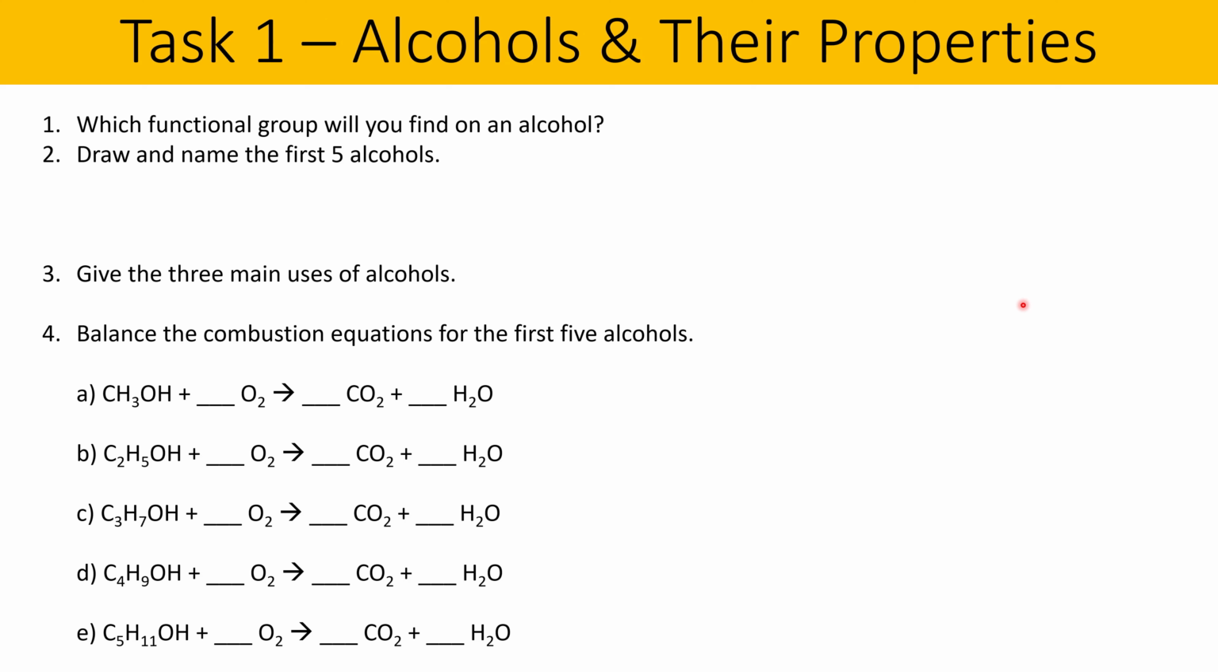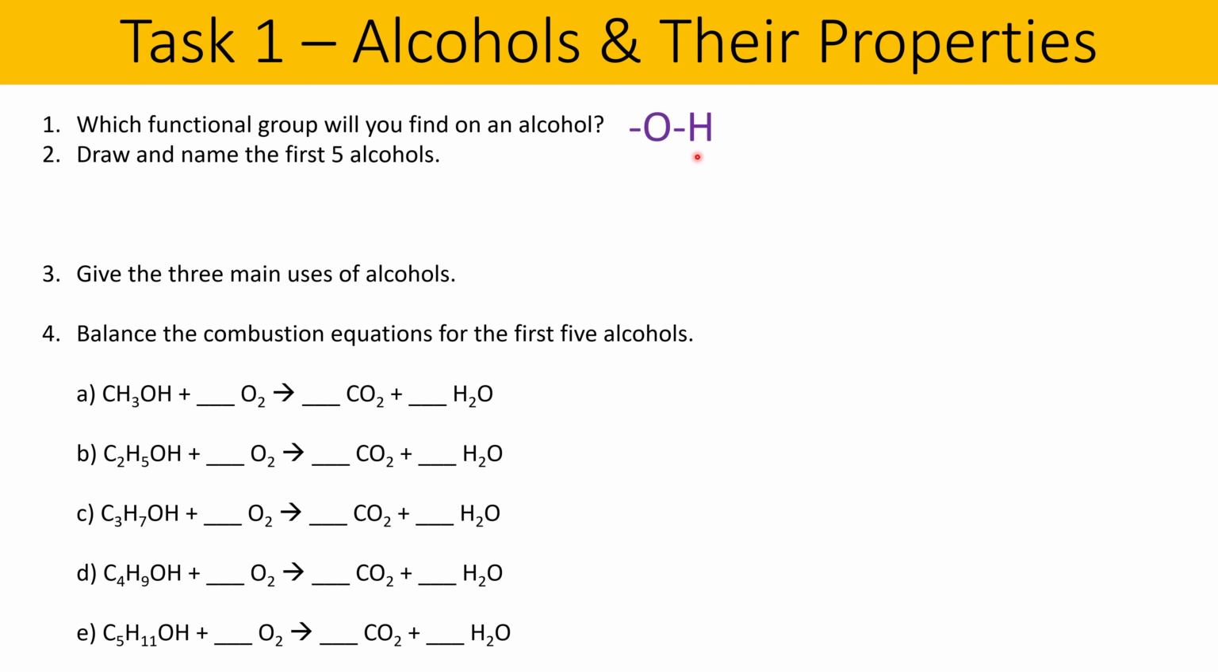So, please pause the video here and have a go at these tasks, and then come back to check your answers. The functional group we'll find on an alcohol is the OH or hydroxyl functional group. Next, we're asked to name and draw the first 5 alcohols. We should have got methanol, ethanol, propanol, butanol, and pentanol. The 3 main uses of alcohols are for alcoholic drinks, hand sanitizers, and biofuels.